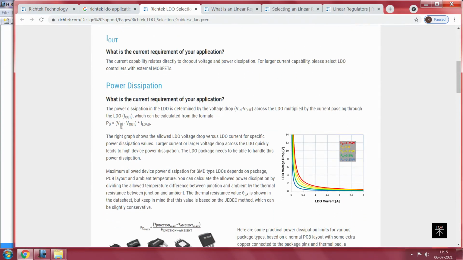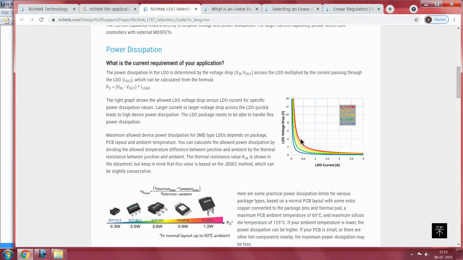Now this expression is known to you: V in minus V out times I load is essentially the power dissipation across the LDO. This picture on the right side tells you something about the power dissipation, showing different power dissipation values here.